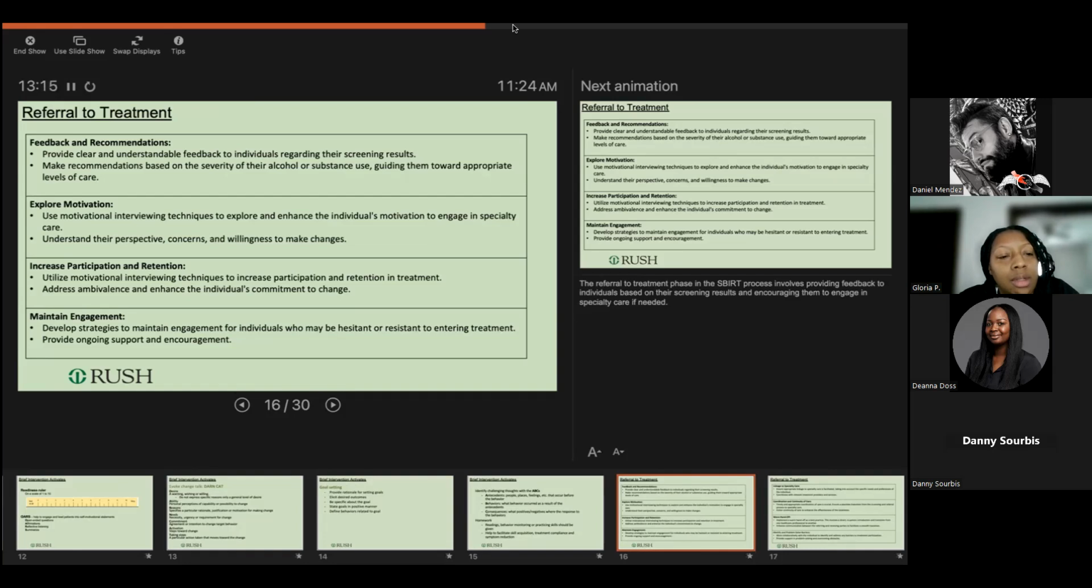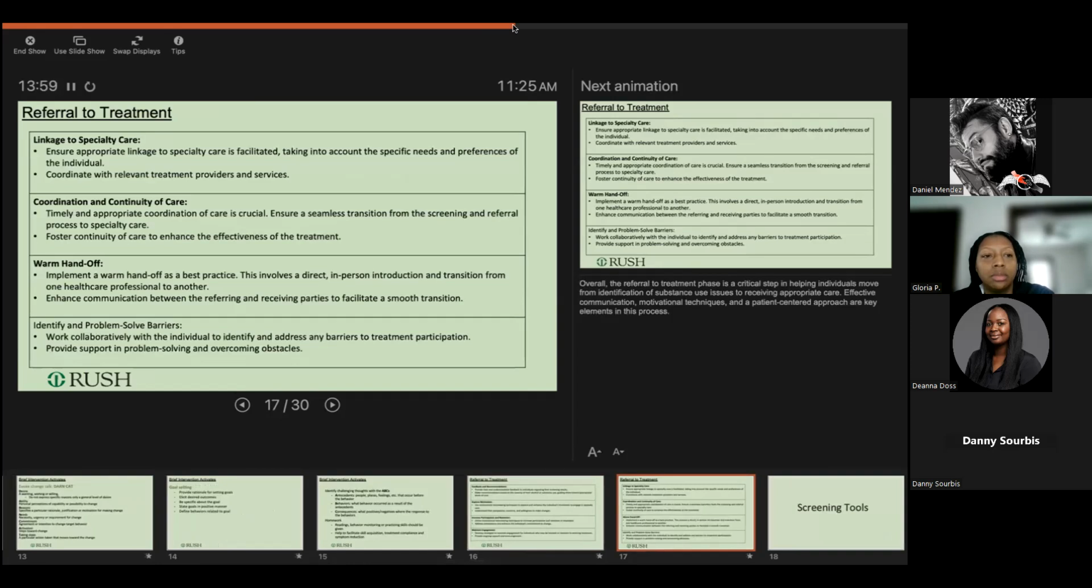We'll explore motivation using motivational interviewing techniques as discussed in the previous slides, to enhance the individual's motivation to engage in specialty care, and understand their perspective, concerns, and willingness to make changes. You want to increase participation and retention, so you want to utilize motivational interviewing again to increase participation and retention in the treatments. You want to address ambivalence and enhance the individual's commitment to change. You also want to maintain engagement, so develop strategies to maintain engagement for individuals who may be hesitant or resistant to entering treatment, and you want to provide ongoing support and encouragement.